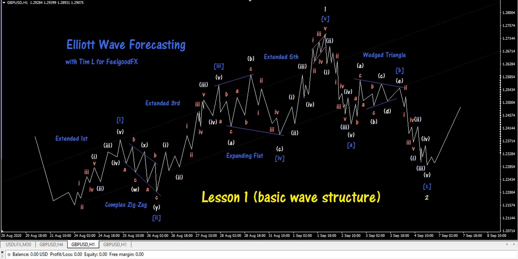Now we've decided to do a little educational video series on Elliott Wave and Elliott Wave forecasting, because we've been asked by so many guys, man, how do you take out those positions? How do you buy right at the bottom? And how do you sell right up at the top?